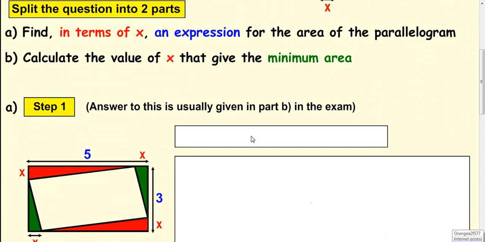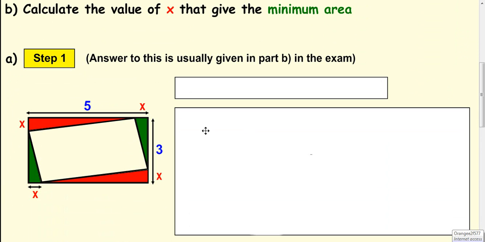Okay, so the technique here is to do a technique you do earlier in maths, which is work out the surrounding area of the rectangle, and then subtract the triangles. If we do that, then we'll end up with the area of the parallelogram.